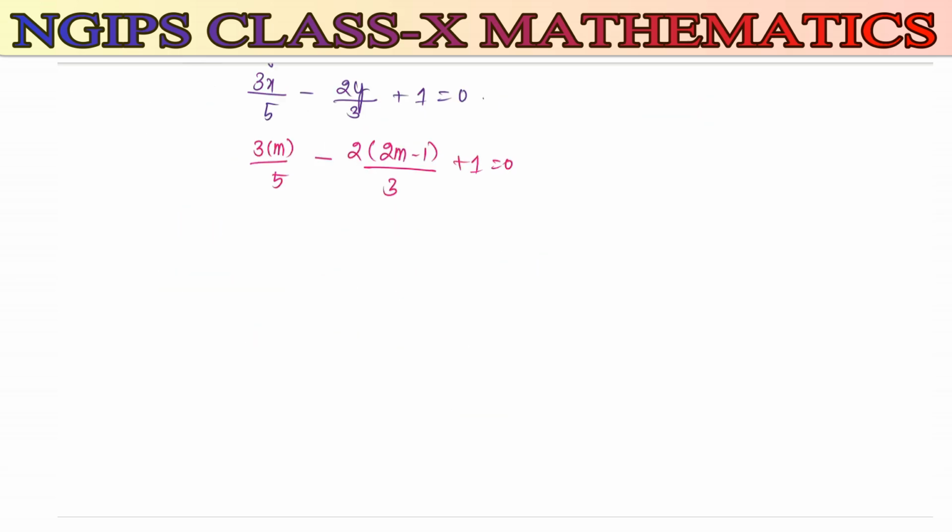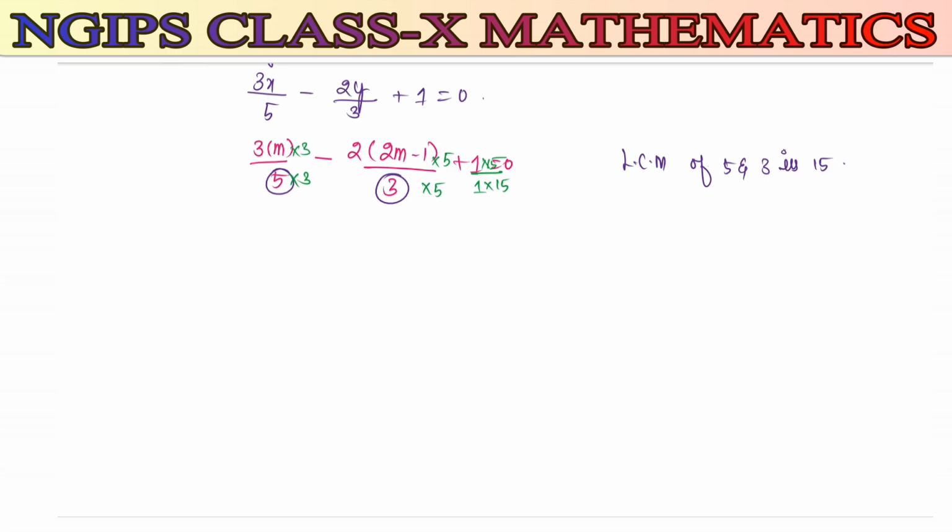Further, if we simplify this, here the denominators are not equal. When the denominators are not equal, we have to take the LCM. LCM of 5 and 3 is 15. To get the 15, I am going to multiply 3 in both numerator and denominator in the first term. In the second term, I am going to multiply 5 in both numerator and denominator. In the third, there is no denominator, you can consider it as 1. So the LCM here is 15, so we need to multiply 15 in both numerator and denominator.